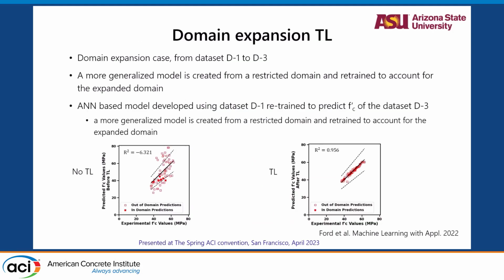This is domain expansion. This is without transfer learning. You will see lots of out-of-domain predictions, all these square ones without the shades, which means those mixes did not belong to the original data set. But once you transfer learn them, and you change the weights and you adjust them, you can get very good predictions. So this is using dataset D1 for 1,000 samples to predict strength of the data set D3, which you did not have strength for before, and you had restricted data.